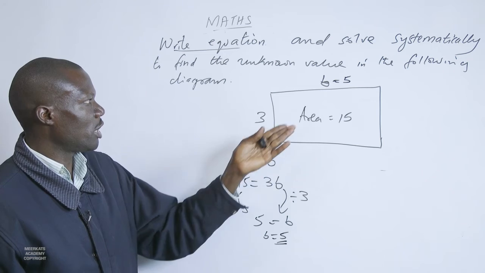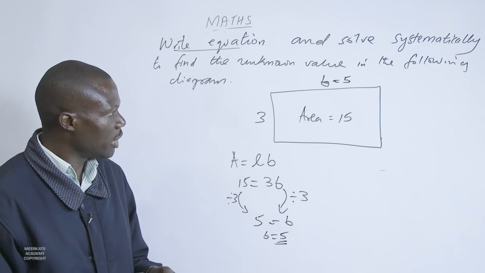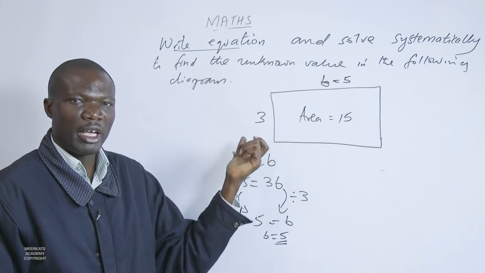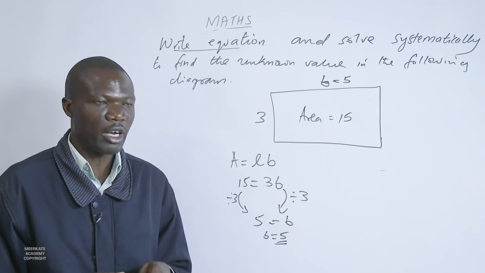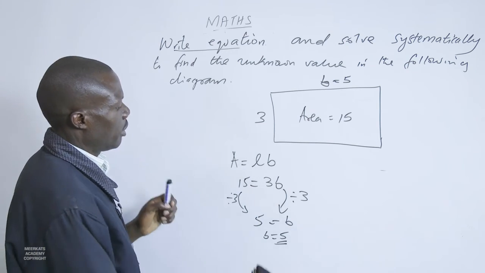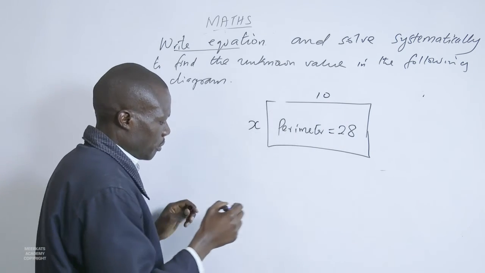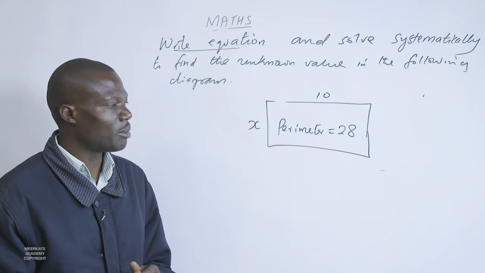Now, we can simply check: 5 times 3 is 15. But basically, in this question, we were first supposed to find how to formulate the equation, and then having formulated the equation, we work out and solve it systematically. Another one, still on the same, we write the equation and we solve systematically.